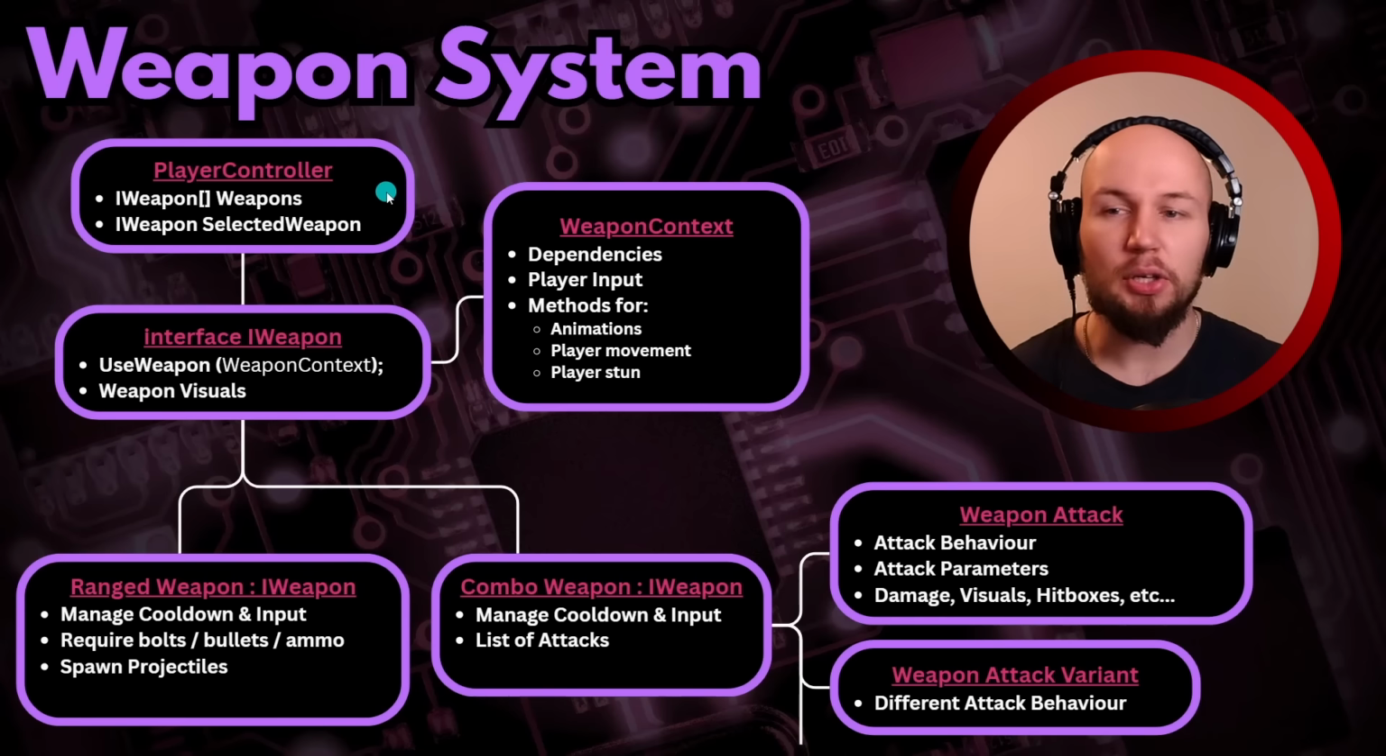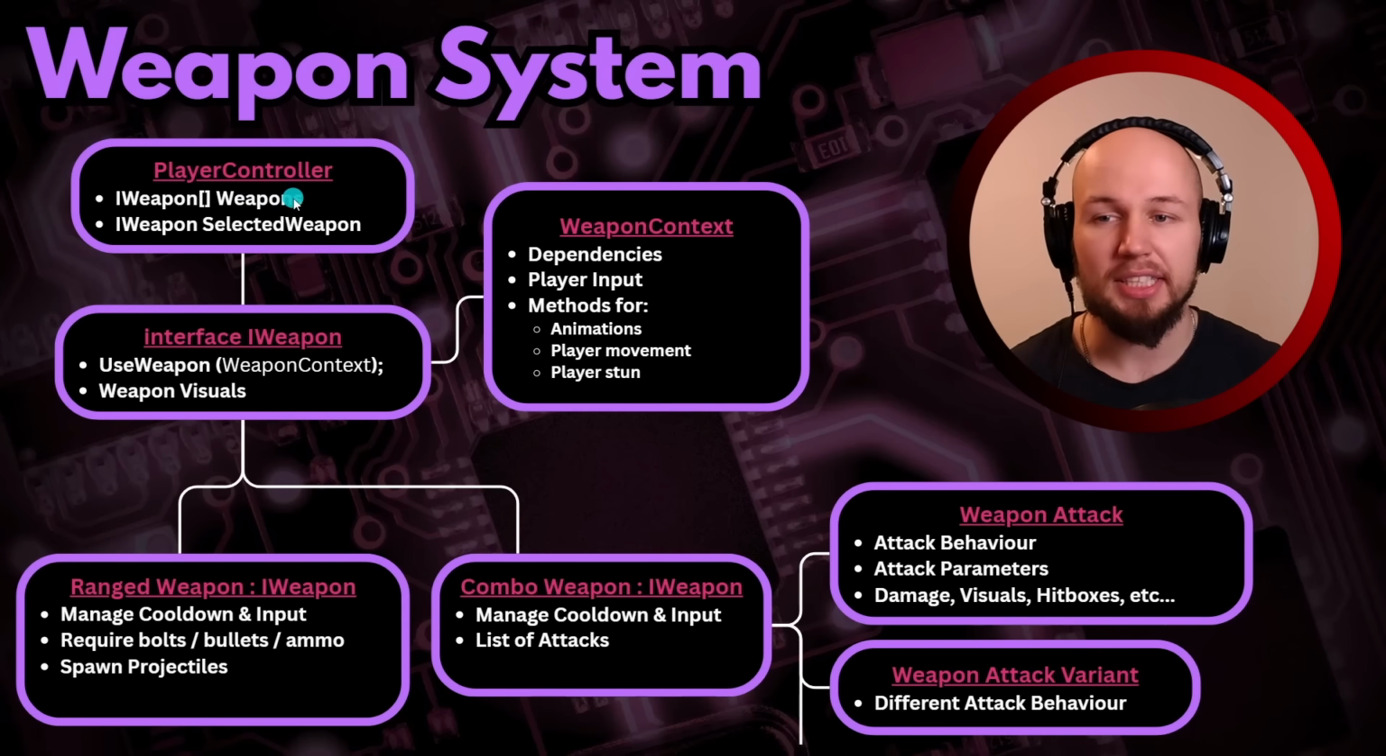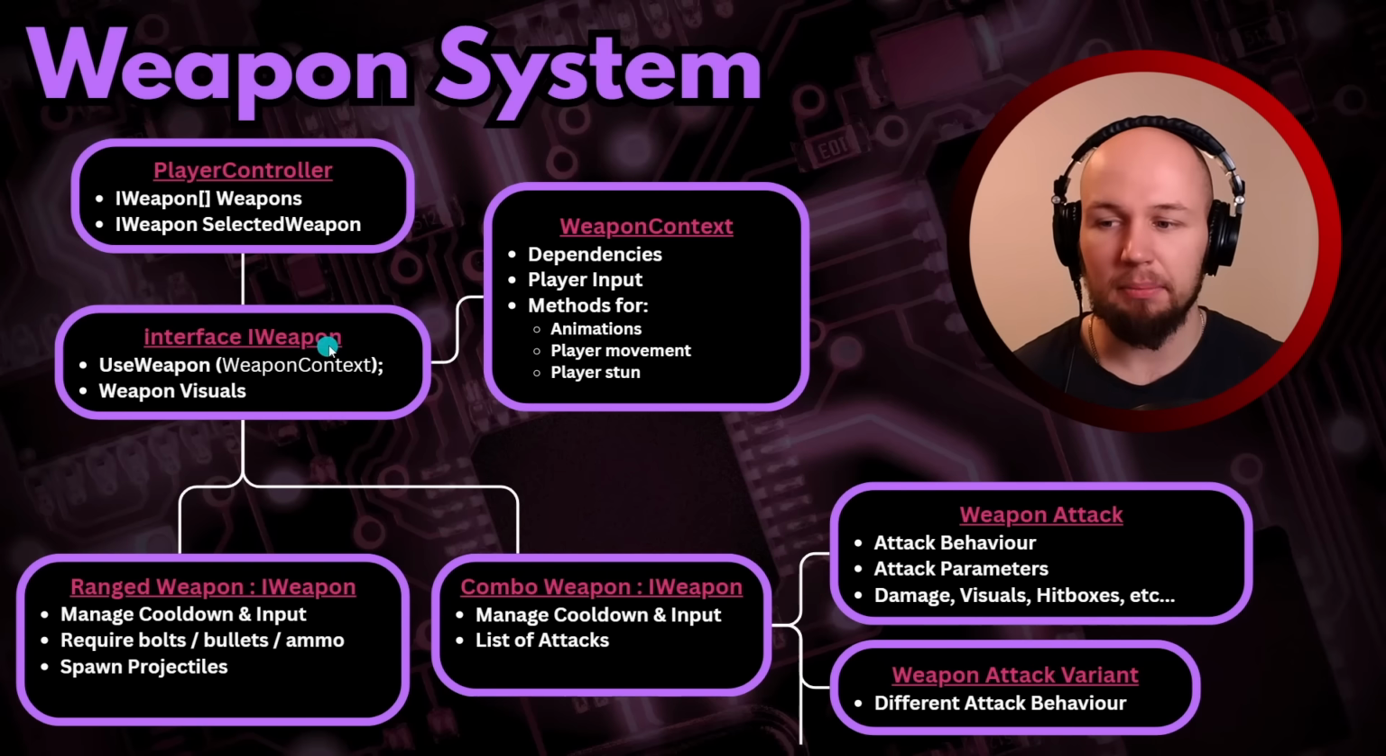I'm really happy with how the modular structure of it came out, so let's first take a look at the big picture of how the system is set up. Here you can see it starts off with the player controller. This is the script that handles the player's input for movement and weapons and basically everything. It contains a list of weapons and the currently selected weapon, and each weapon implements this iWeapon interface.